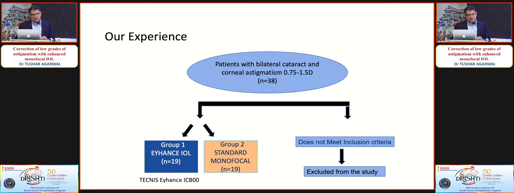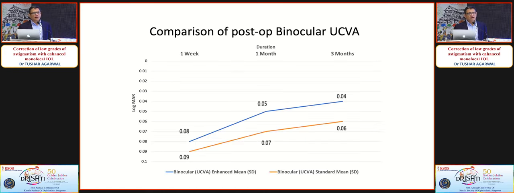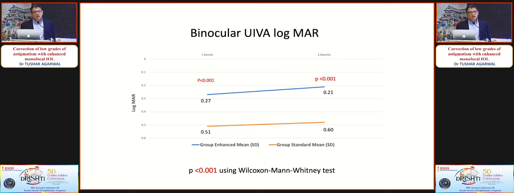So with this hypothesis in mind, we conducted a study in which we recruited 38 patients. We chose specifically the astigmatism range of 0.75 to 1.5 diopters for the reasons I've highlighted before. One group underwent standard monofocal IOL implantation, and another underwent IHANS IOL, which is enhanced monofocal. Postoperatively, as you can see, the binocular UCVA didn't show any difference in the two groups at 3 months of follow-up. As expected, the intermediate vision was better in the patients with enhanced monofocal lenses.